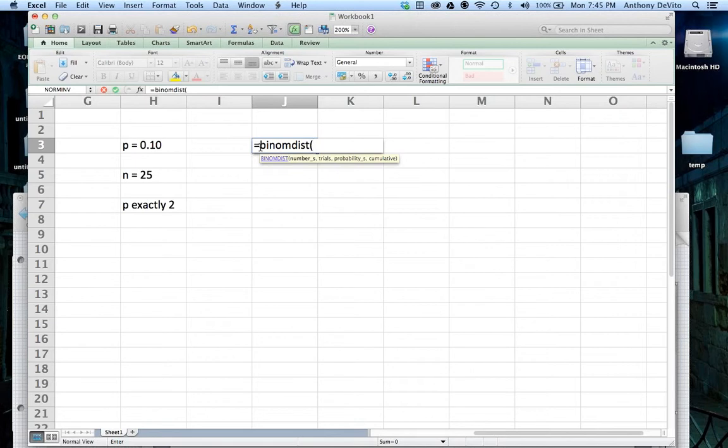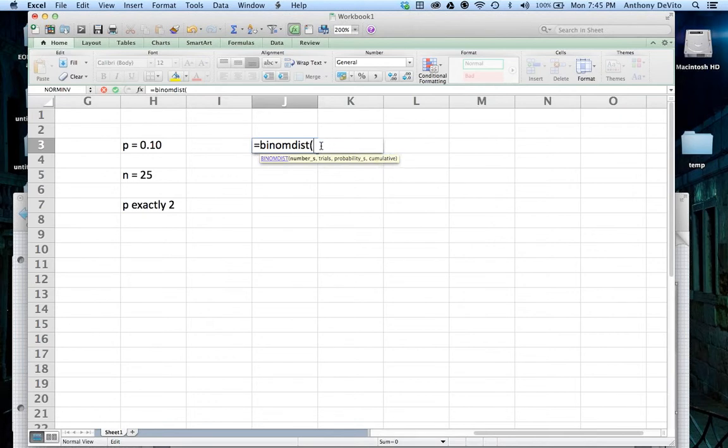Comma, trials. That's the number of people in your sample, your number of trials. And the probability of any one individual having it is your probability_s. And then we have cumulative, true or false. In this case, it means something.